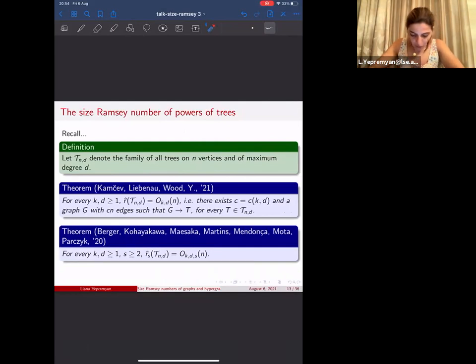Independently from our work, Berger, Kohayakawa, Maesaka, Martins, Mendonça, Moreira, and Parczyk showed the same result, plus they showed that the s-color size Ramsey number result also holds. I don't know why I have this typo here, there should be a power here. So all k-th powers of bounded maximum degree trees have a linear size Ramsey number for any number of colors s, at least 2.